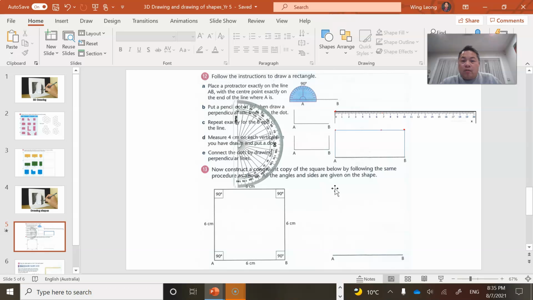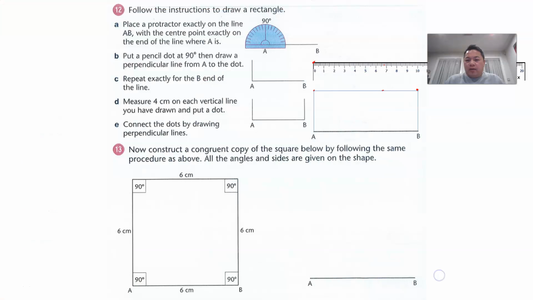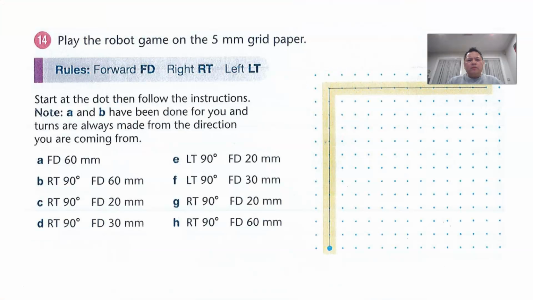So likewise, you are required to finish the next part in drawing a square given the information. Okay, so moving on to the next part. So the last part is actually like playing a game. So you're supposed to follow the instruction from A, B, C, D, E, F, G, and then H to find out what is the exact shape that you come up with the instruction.